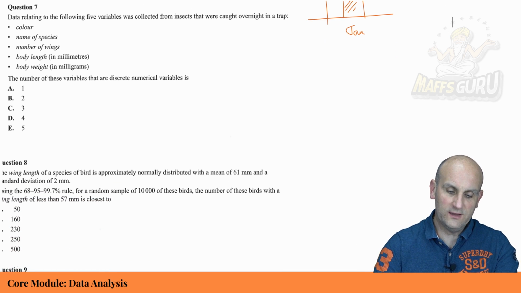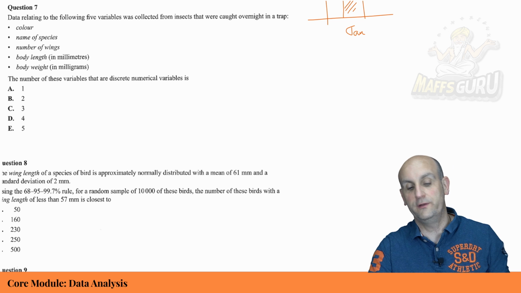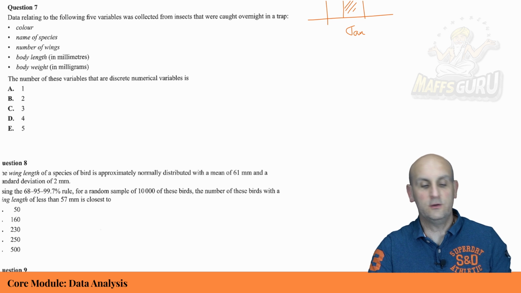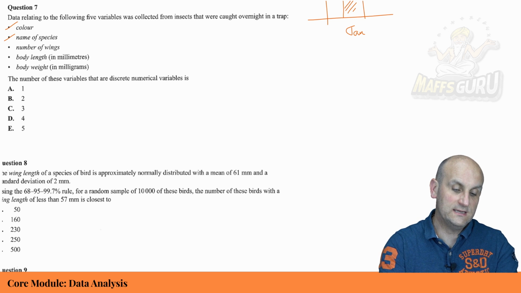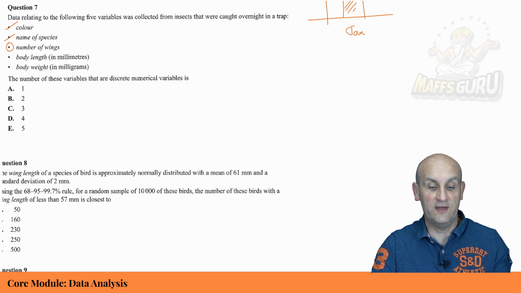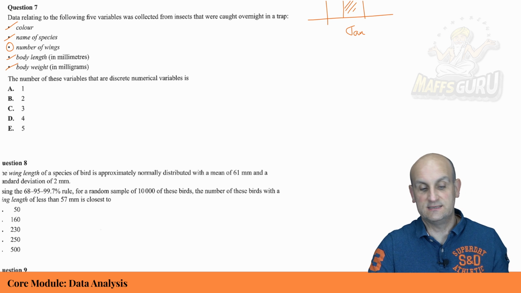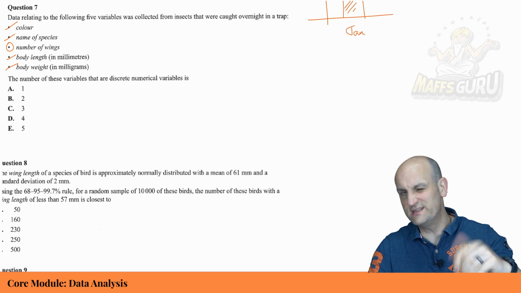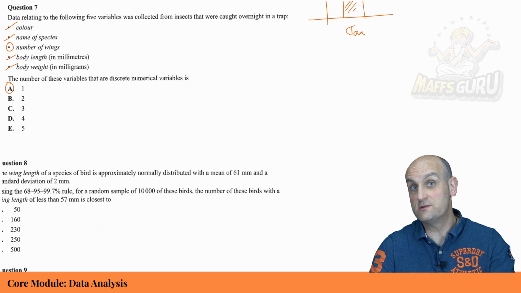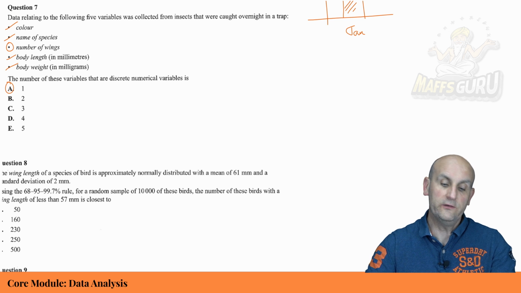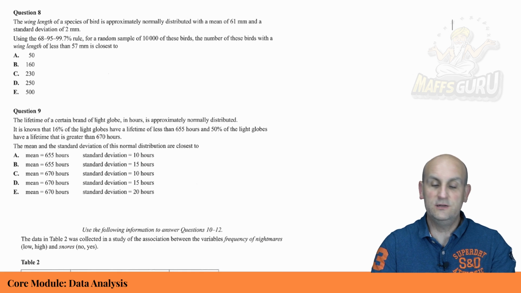Data relating to the following 5 variables was collected from insects that were caught overnight in a trap. The number of these variables that are discrete and numerical. So numerical, color is not numerical, and nor is name of a species. Okay, number of wings it's discrete because it can only take whole number values. Body weight in millimeters is a measurement, so it's continuous, as is body length. I think I said those the wrong way around, but what I'm basically saying is those are continuous, in which case A is the answer, because there is only one discrete numerical variable here.